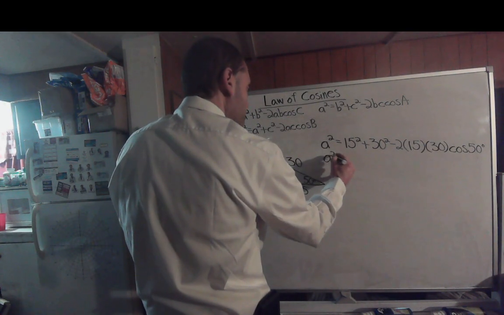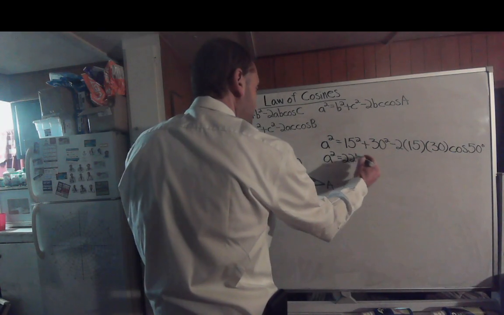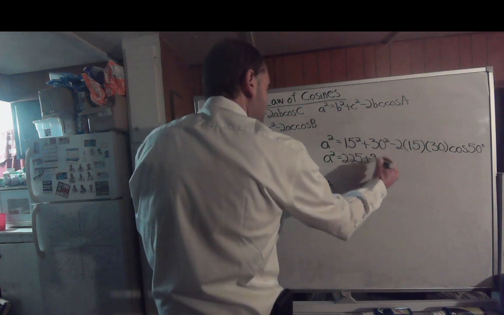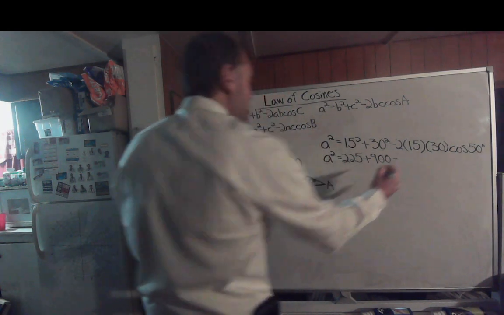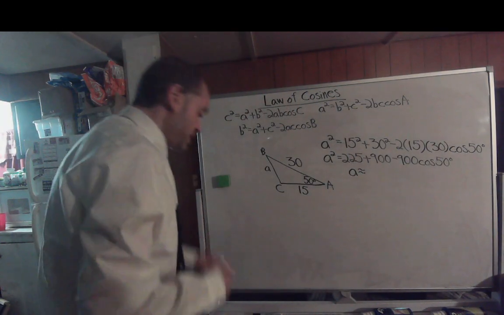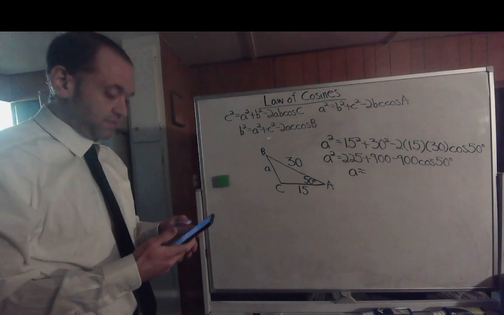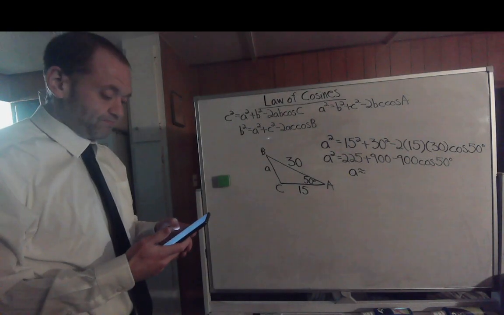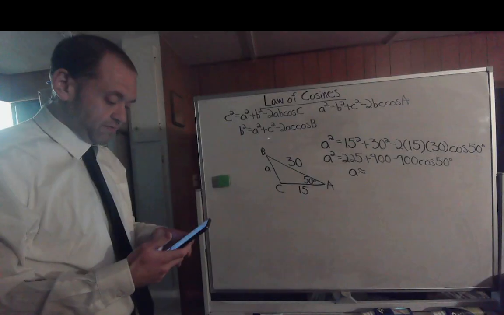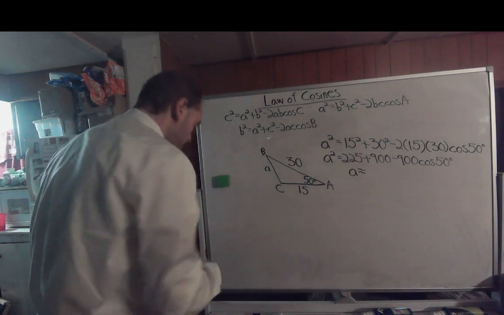Now A squared is going to equal 225 plus 900. Alright, 2 times 15 is 30, times 30, so that'd be minus 900 times the cosine of 50 degrees. So we're going to try to find a 2 decimal place approximation for side A. And much like with the law of sines, this will heavily involve decimal place approximations.